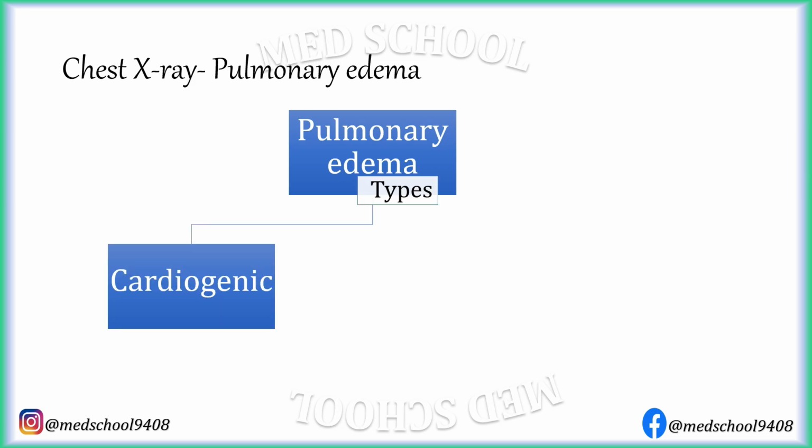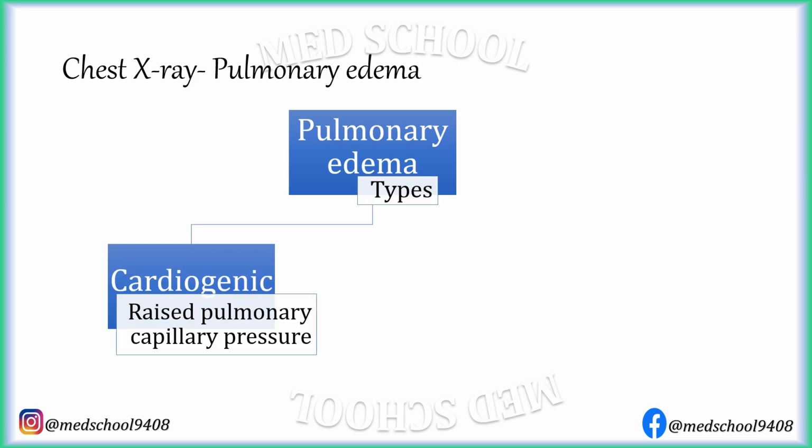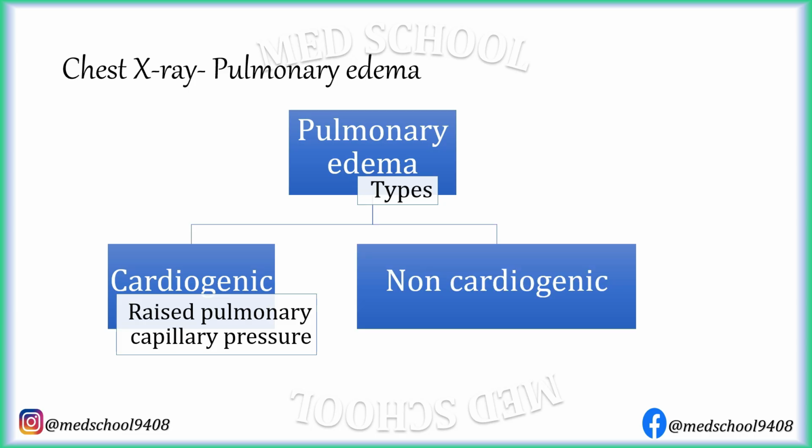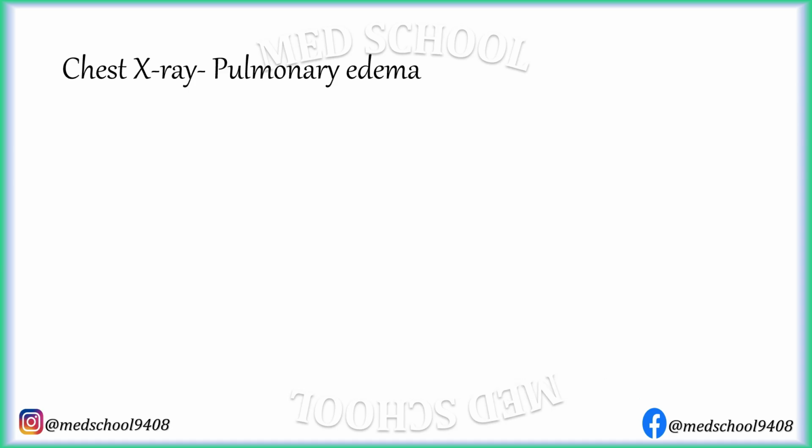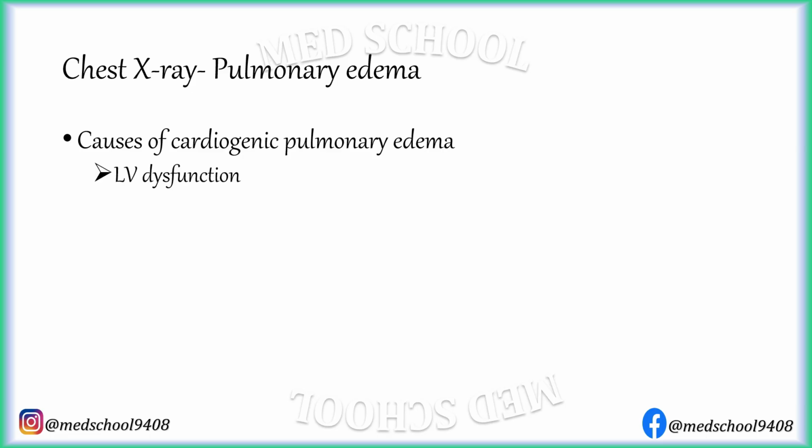Pulmonary edema can be cardiogenic, where there is raised pulmonary capillary pressure, or it can be non-cardiogenic, where there is increased pulmonary capillary permeability. As suggested by its name, cardiogenic pulmonary edema is mostly due to cardiac causes like LV dysfunction or valvular dysfunction. But sometimes intravascular volume increases to such an extent that the normal heart is unable to handle it and leads to congestive cardiac failure and pulmonary edema. Examples of such situations are kidney failure, severe anemia, etc.